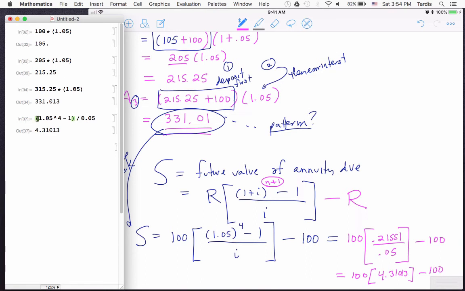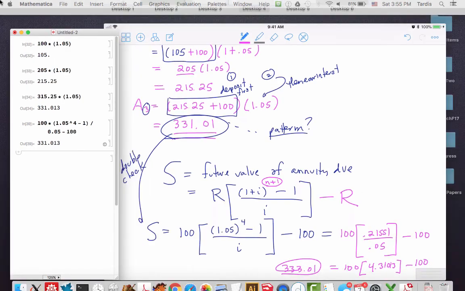So take that number, the 4.31 value, multiply it by 100, should be somewhere around 400 something, and then you subtract off the 100, which gives you the 331.01. So that double checks, shows that our formula is what it needs to be. So you have 2 formulas for the annuities. Let me show you how to double check your answer in Excel.